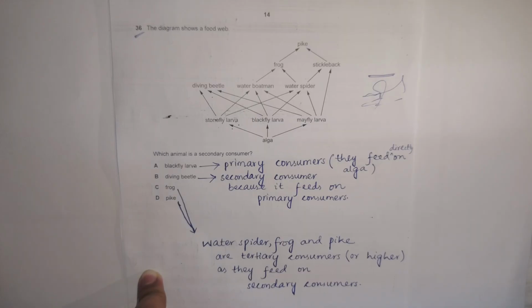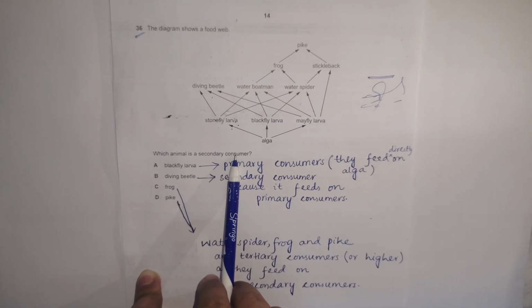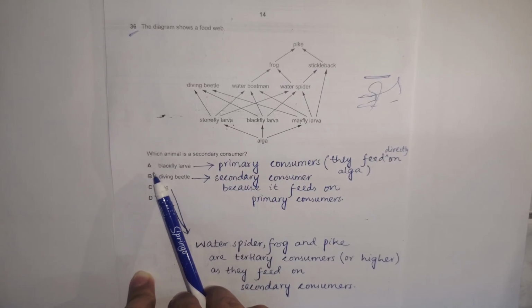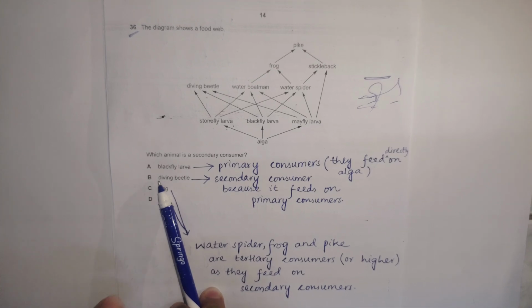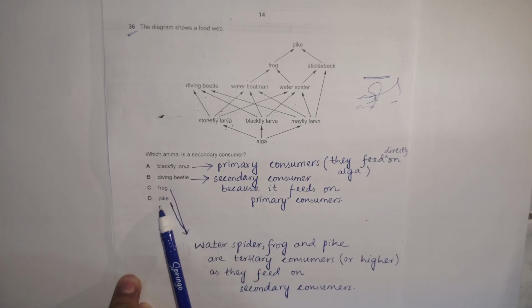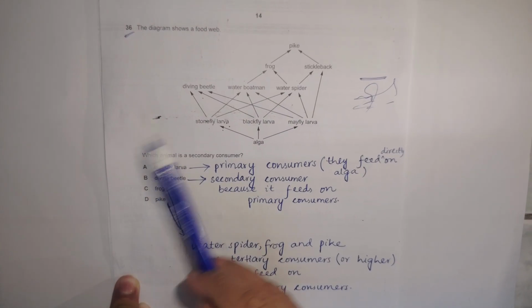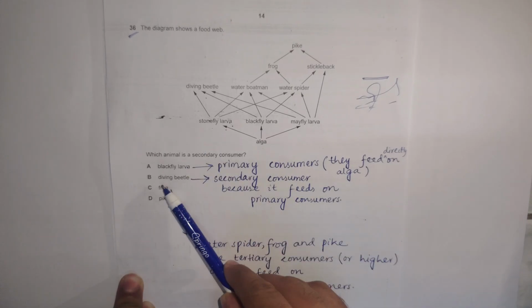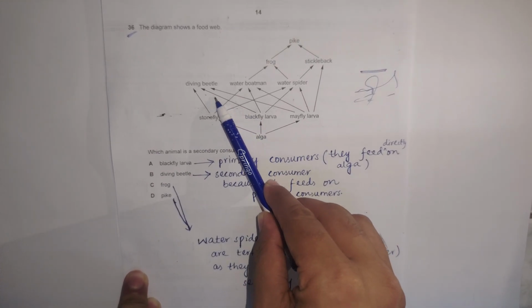Anyway, coming back to the question itself, it asks which animal is a secondary consumer. We have 4 options. We have black fly larva, diving beetle, frog, and pike. Look at the food web. Black fly larva, where is it? It is here. Where is the diving beetle? The diving beetle is moving from here to here.